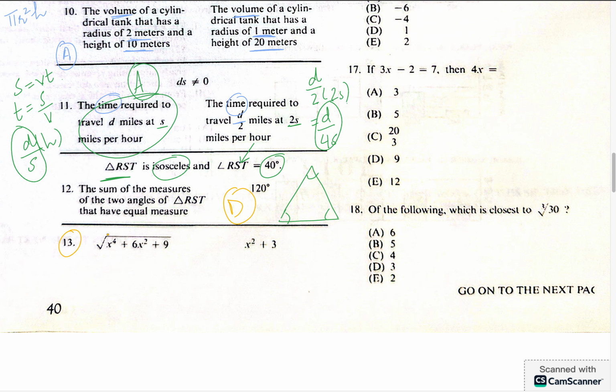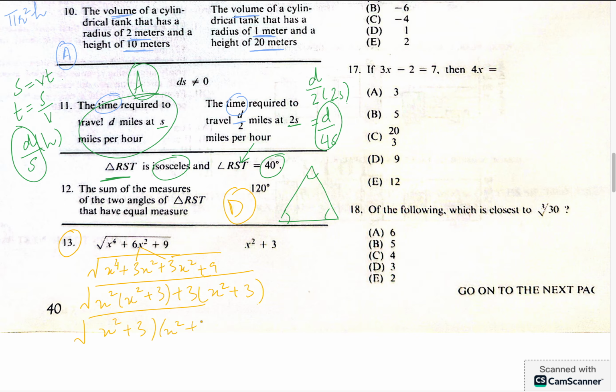Okay, the 13th one, this is given. I'll start with the middle term breaking. x^4 plus 3x squared plus 3x squared. This 6 has been split down into these two. I've taken x squared common from these two values and 3 common from the last two. I'm left with x squared plus 3 and x squared plus 3 written twice.